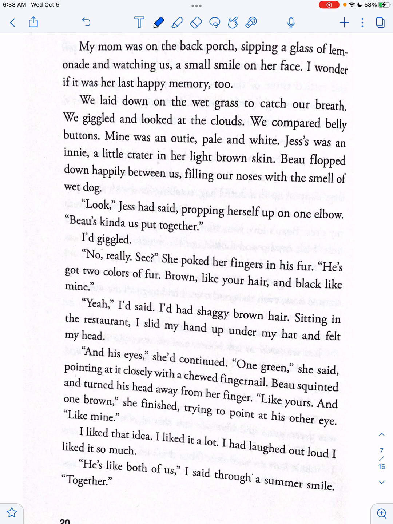We lay down on the wet grass to catch our breath. We giggled and looked at the clouds. We compared belly buttons. Mine was an outie, pale and white. Jess's was an innie, a little crater in a light brown skin. Bo flopped down happily between us, filling our noses with the smell of wet dog.